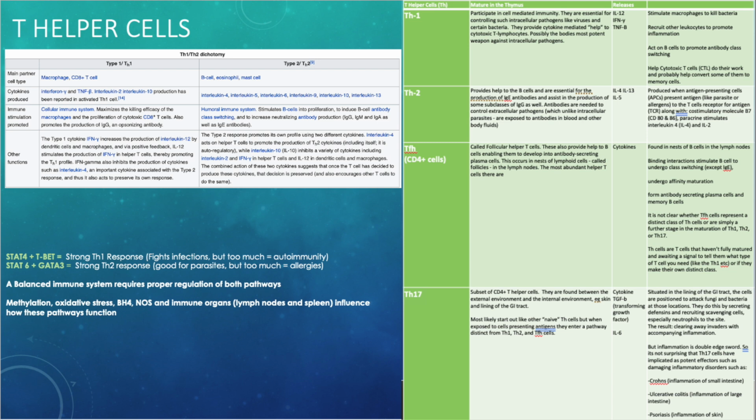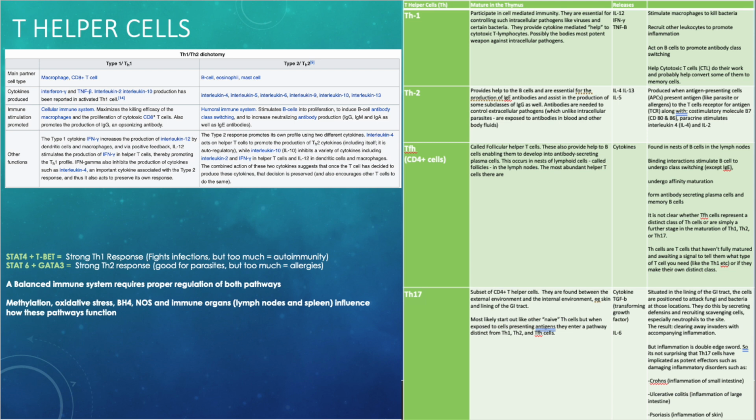Th2 provides help to the B cells and is essential for the production of IgE antibodies, and those are your allergies, and assists in the production of some subclasses of IgG as well. Antibodies are needed to control extracellular pathogens, which, unlike intracellular parasites, are exposed to antibodies in the blood and other body fluids. Th2 releases interleukin 4, 13, and 5, and they are produced when antigen-presenting cells, APCs, present antigens like a parasite or allergens to the T cell receptors, and paracrine stimulates interleukin 4 and interleukin 2.